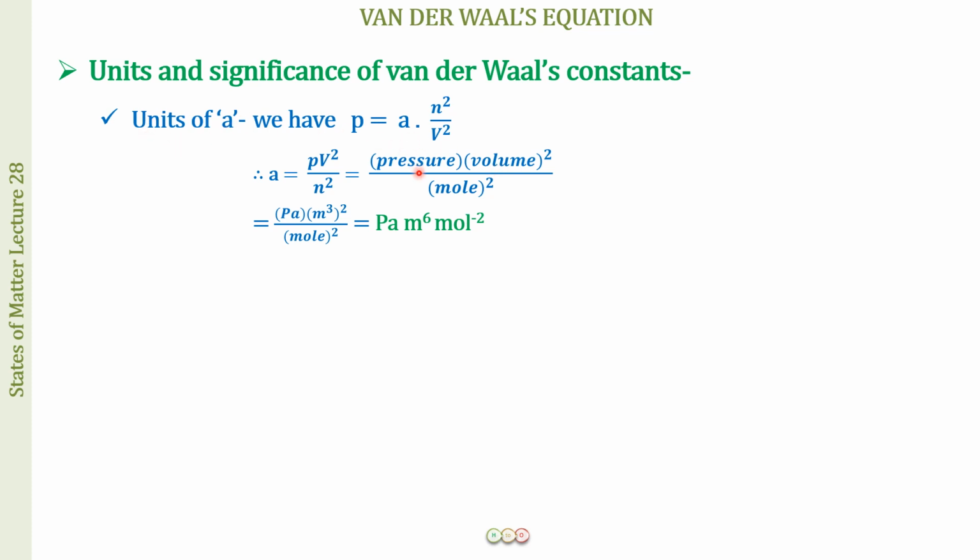For example, if we express the pressure in atmosphere and volume in decimeter cube, the units of A will be atmosphere decimeter 6 mole minus 2. So whatever choices are given to you in the examination, you just see what those choices are, and from this relationship you should be able to reach the correct choice. These are also correct units of A. It is only dependent upon the units of pressure and volume. Fine. I hope this is clear.